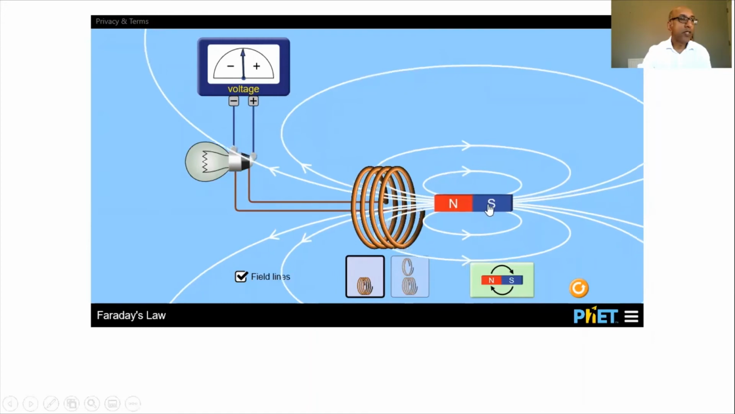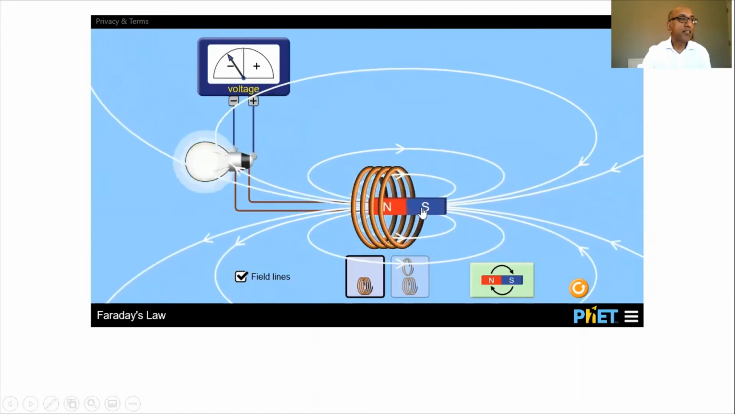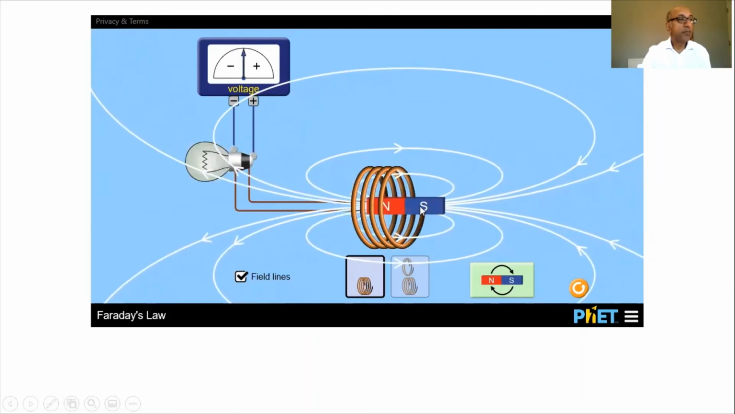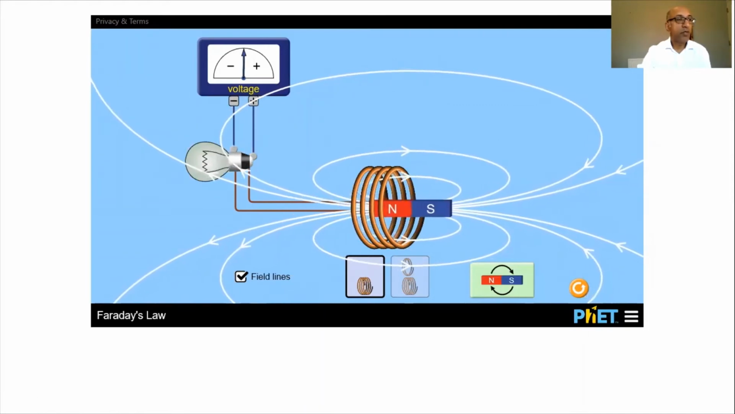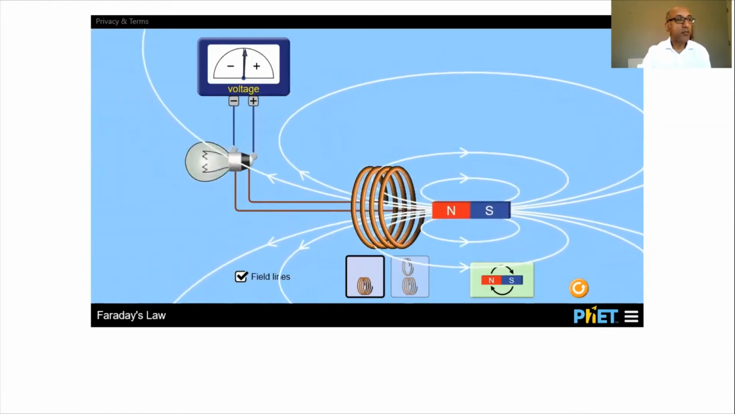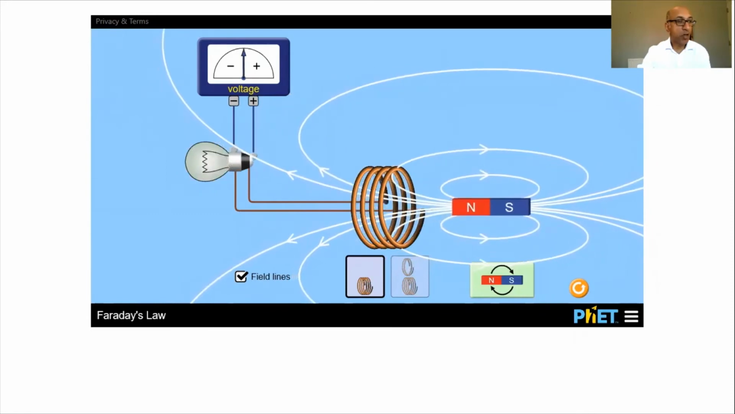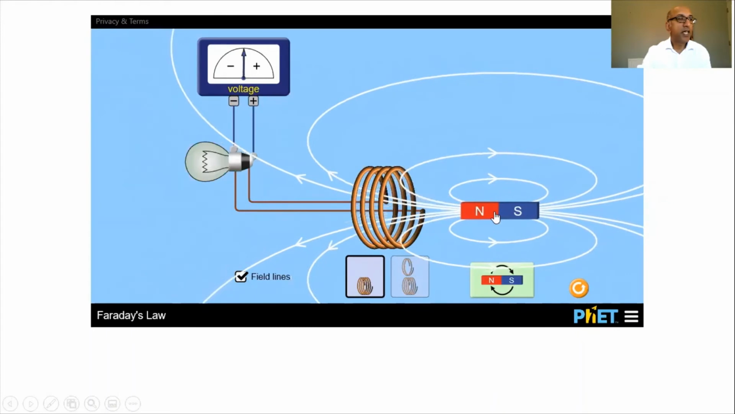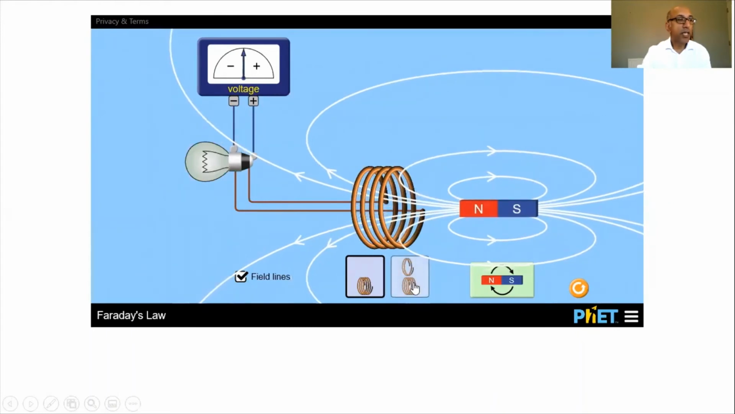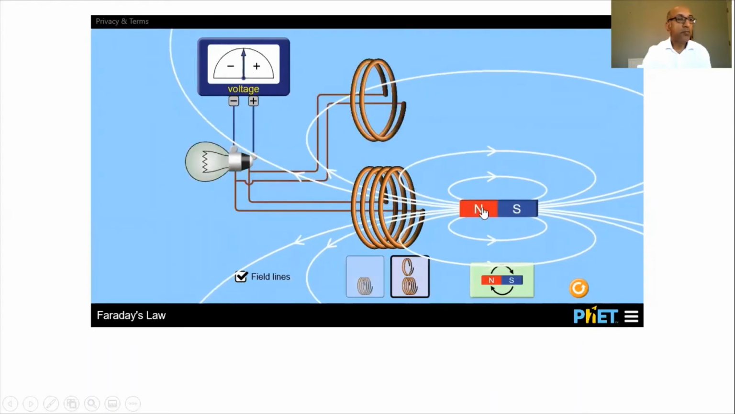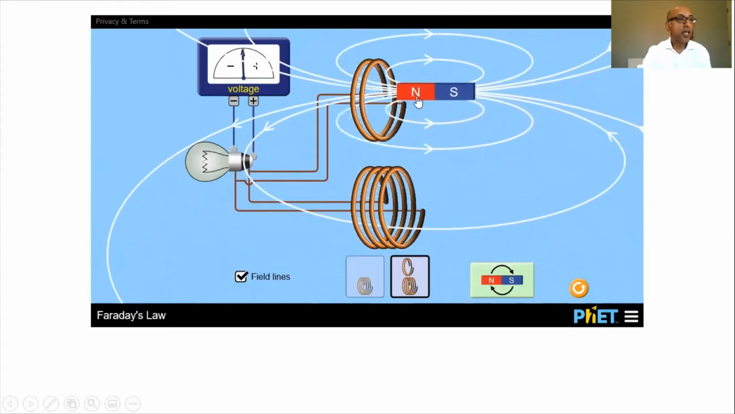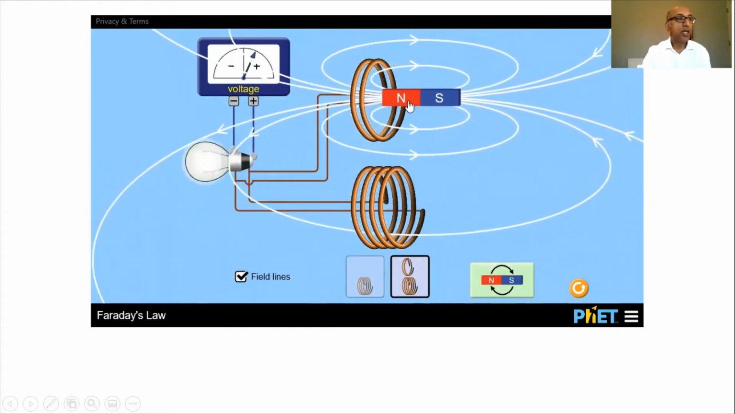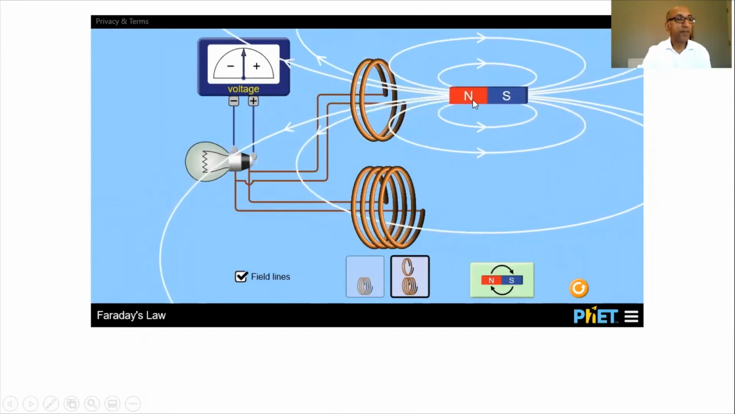If I move the magnet, we have a change in magnetic field, and we induce a potential difference. If we move the magnet in the opposite direction, we induce a potential difference, but in the opposite direction. A faster movement will induce a greater potential difference. And also you can show here that if you reduce the number of turns on the coil, then you induce a smaller potential difference.